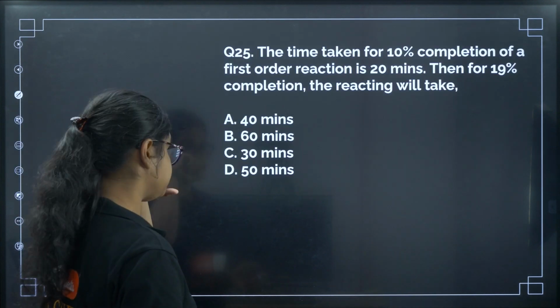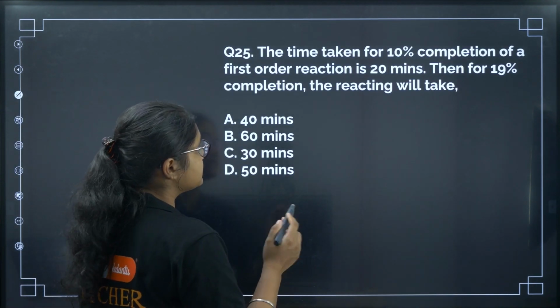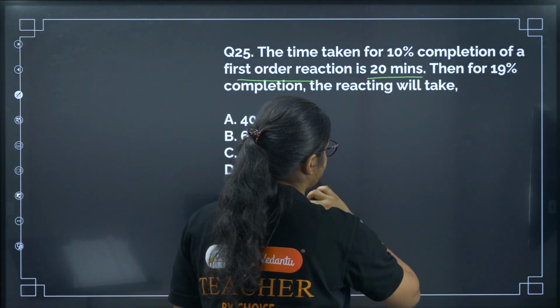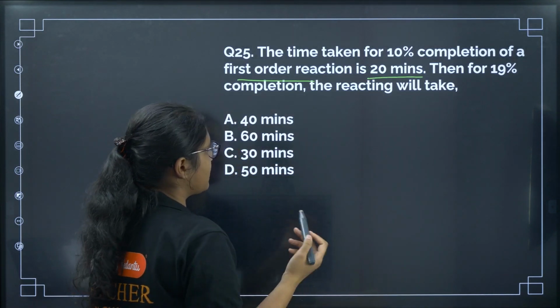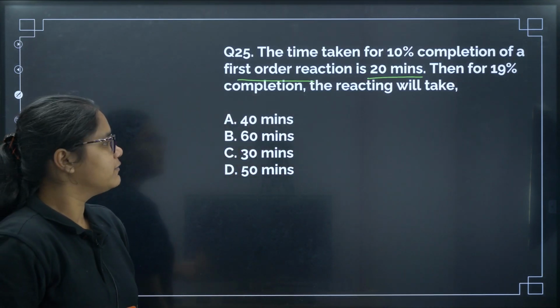Okay. Next question. The time taken for 10% completion of a first order reaction is 20 minutes. Then for 19% completion, the reaction will take, okay, very simple question.